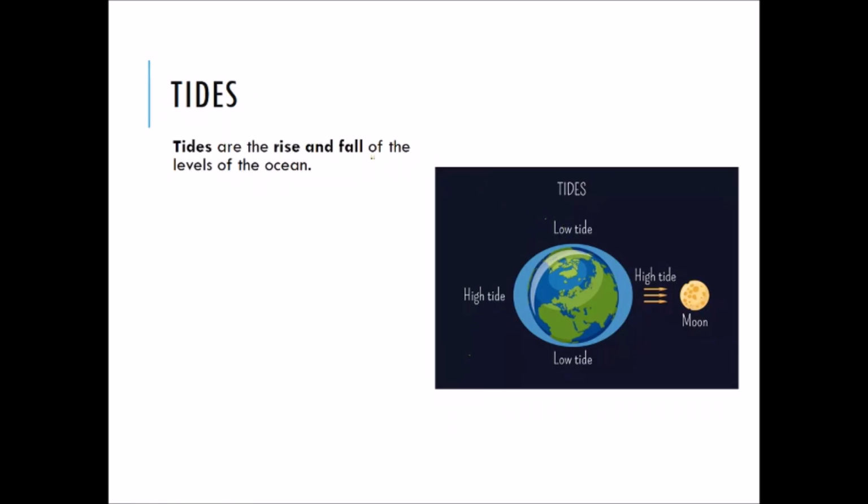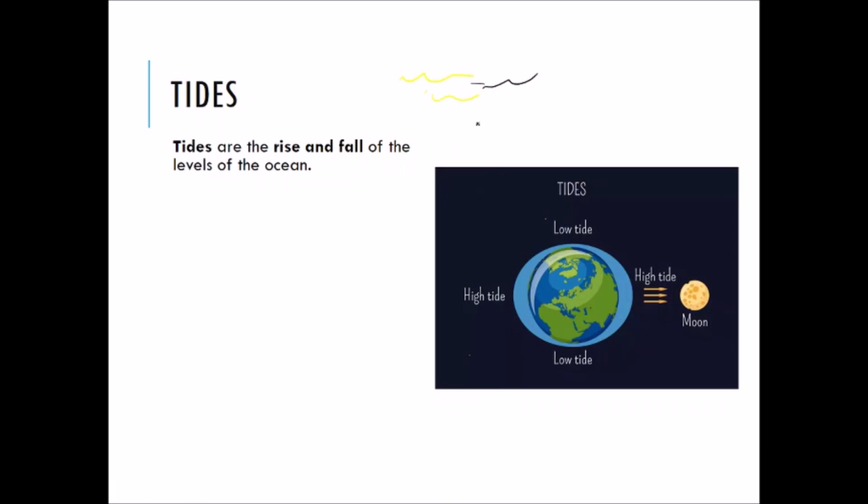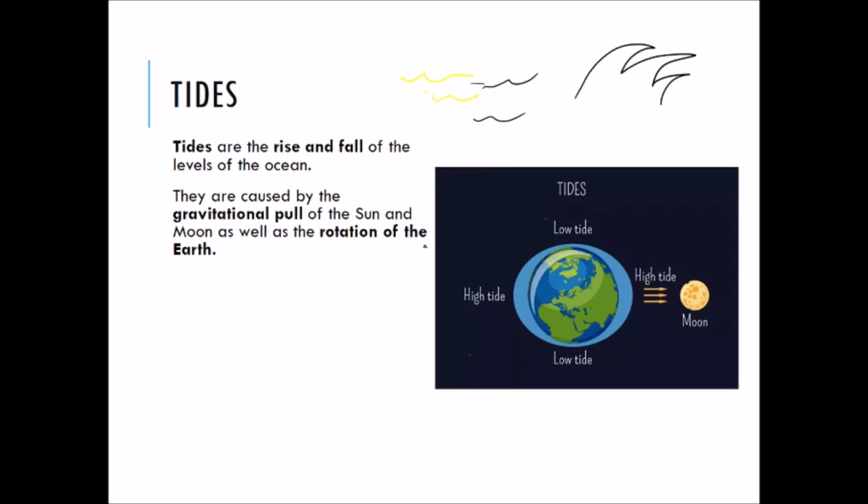Okay, so tides are the rise and fall of the levels of the ocean. If you ever go to the ocean, you see there's ripples in the ocean. I might just change my color to black so it's easier. So you've got ripples in the ocean, and then you've got high tide and low tides. They are caused by the gravitational pull of the sun and moon as well as the rotation of the Earth. So they all play a part.